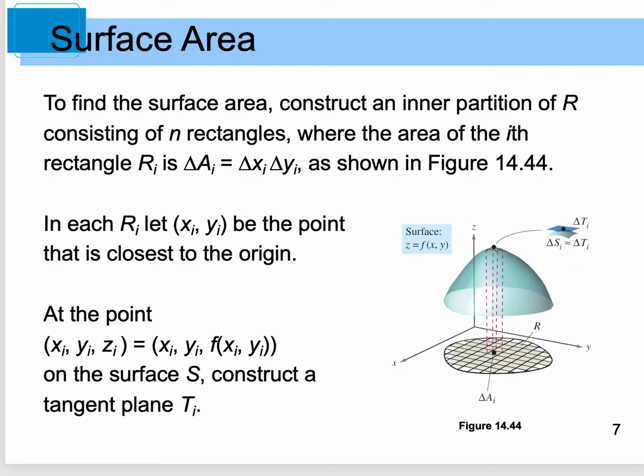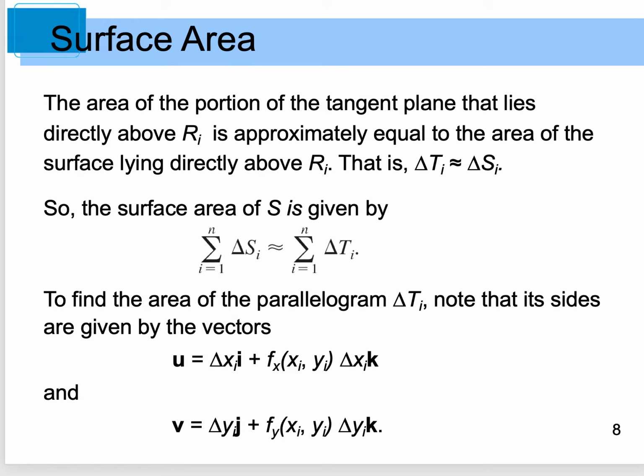So to find the surface area, we would construct an inner partition of the region, which would consist of n rectangles. So we're going back to that Riemann sum definition here, where the area of the ith rectangle is given by the change in area, which is related to the change in x and the change in y. That's definitely not how we actually want to execute this, but we want to understand that we're chopping up that surface area into small regions like we would if we were doing a Riemann sum.